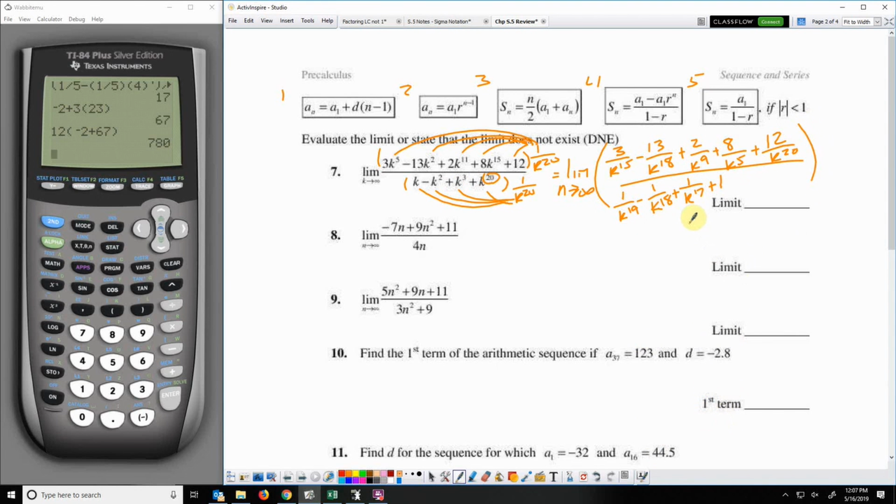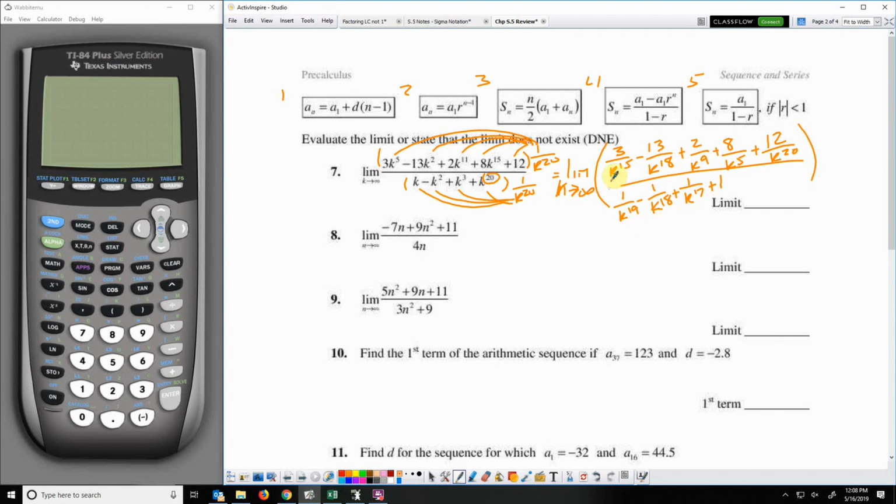When the variable is in the denominator, and I actually wrote n, but the letter here is k, so I'm going to change that to a k. But as k gets bigger and bigger, and it's in a denominator, that makes the fraction smaller, approaching 0.